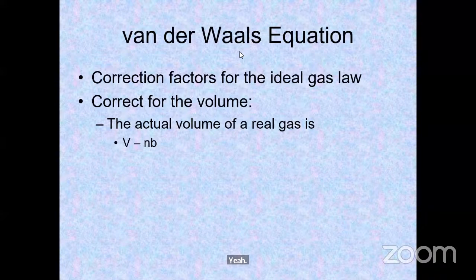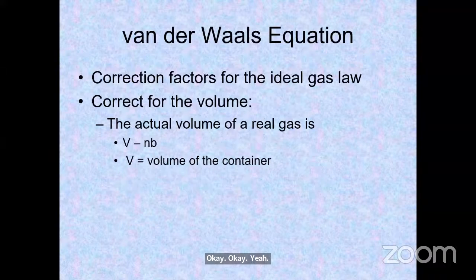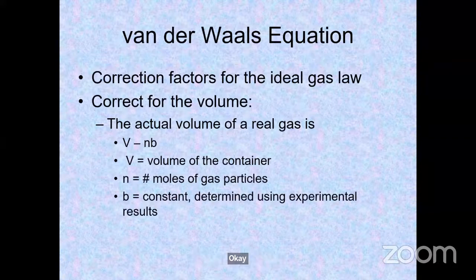We don't need to worry ourselves about where we got those values from. Yes, some of them are experimentally determined. So n is the number of moles of gas particles. b is a constant, determined from experimental value, just like I mentioned.